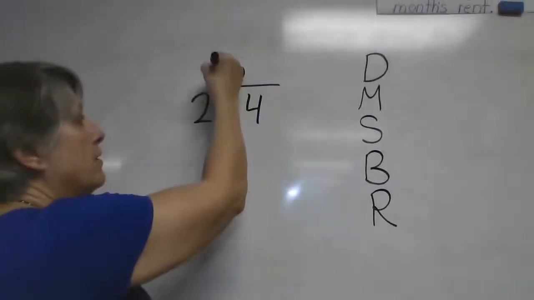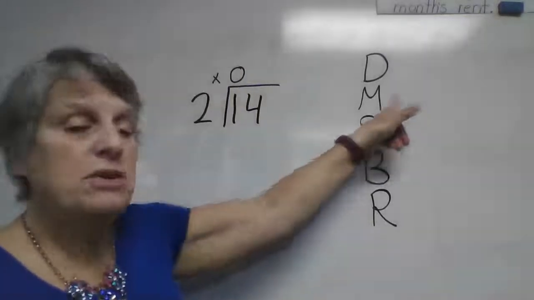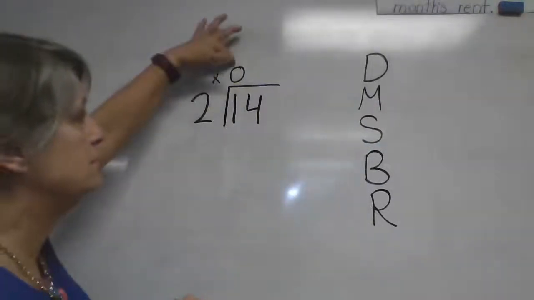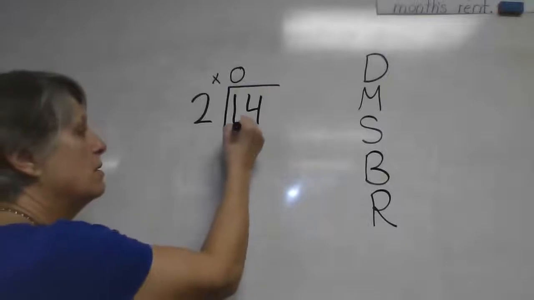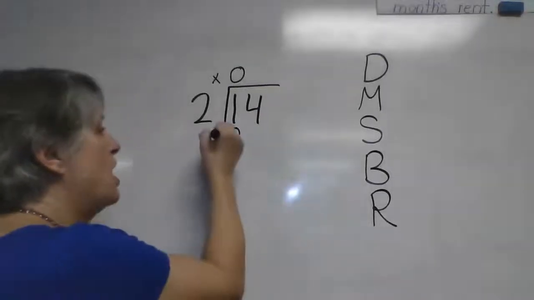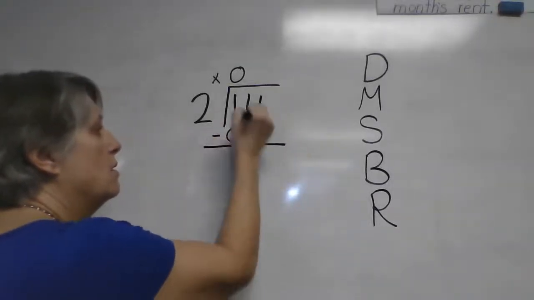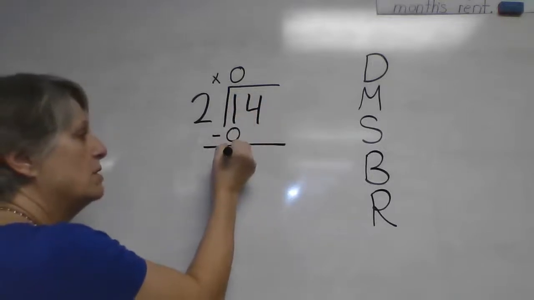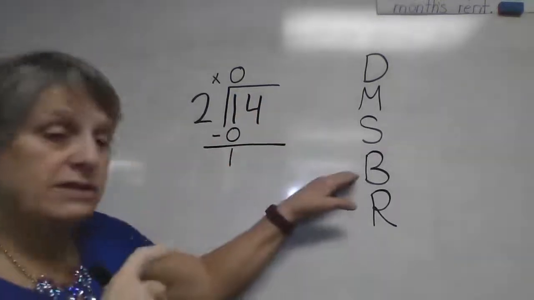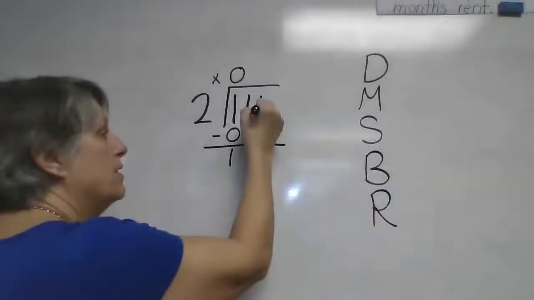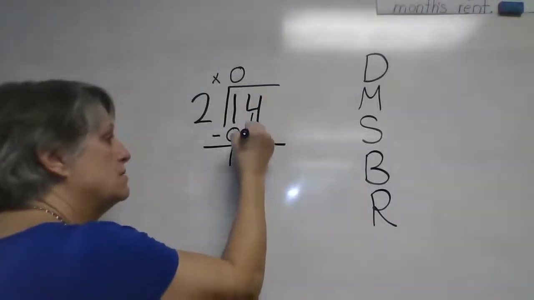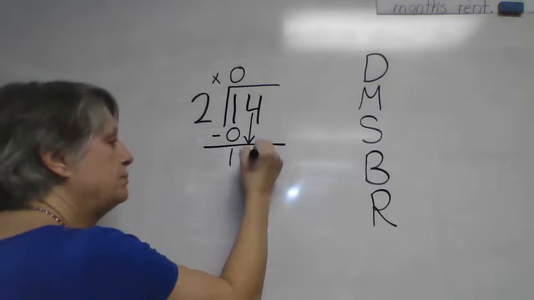Our next step is to multiply. 2 times 0. Well, that's 0. Our next step is to subtract. 1 minus 0 is 1. Our next step is to bring down. That's our bananas. So we bring down the 4.